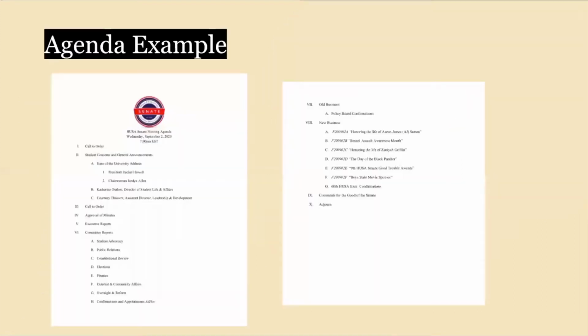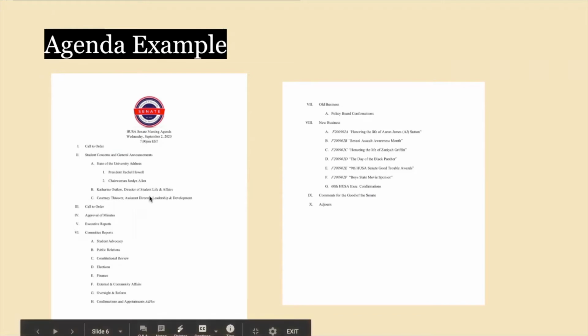So this is an example of an agenda. Our Senate agendas will always have a call to order, student concerns, general announcements, approval of the minutes, sometimes committee reports at the first of the month, old business, new business, and then we'll have comments at the end, and then we adjourn. And you see, it is very specific what is going to be talked about in each section.